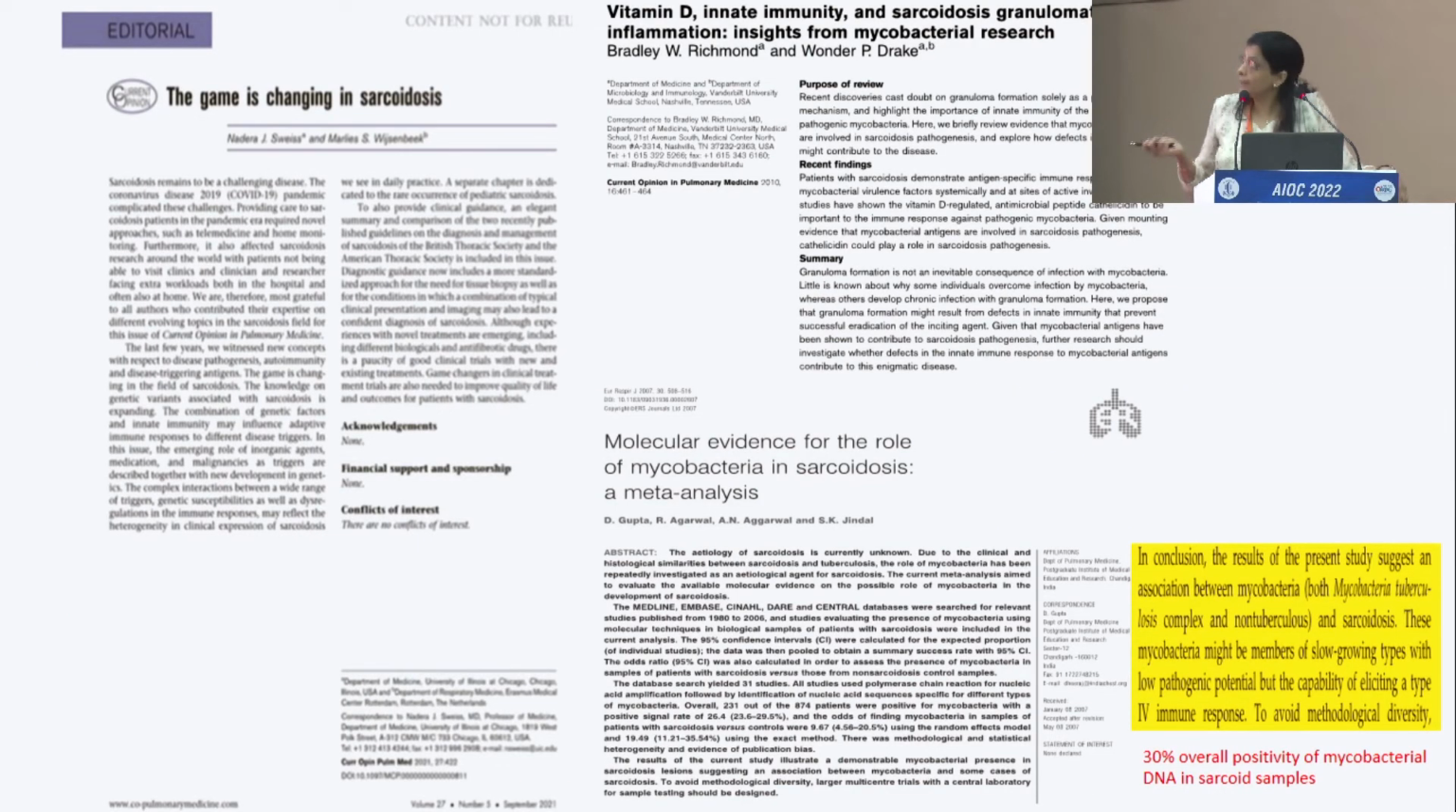So I'm coming back to this article, which is a very interesting article, where it says that mycobacteria might be members, so there could be slow growing types with low pathogenic potential, and they can elicit a type 4 kind of immune response, which we generally see with sarcoid. And interestingly, in this meta-analysis, 30% of the cases had an overall positivity of mycobacterial DNA in sarcoid samples.